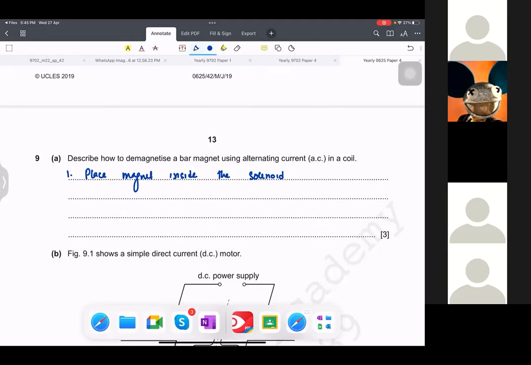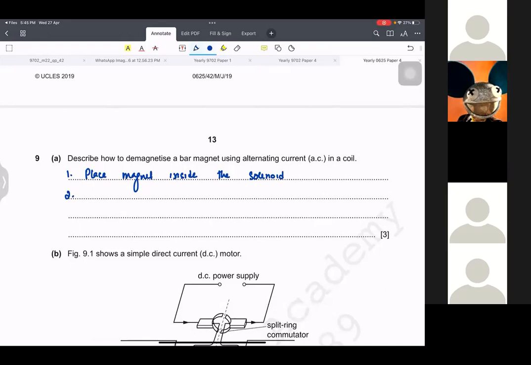All right, so place a magnet inside a solenoid, then what do you do? Okay, then keep the AC current switched on and then slowly pull the magnet out.